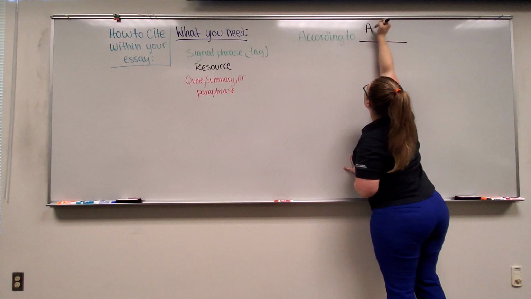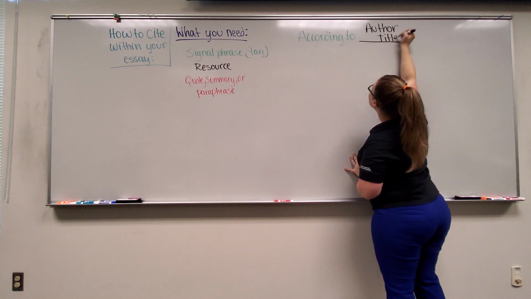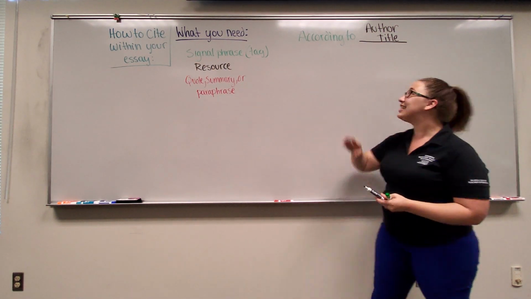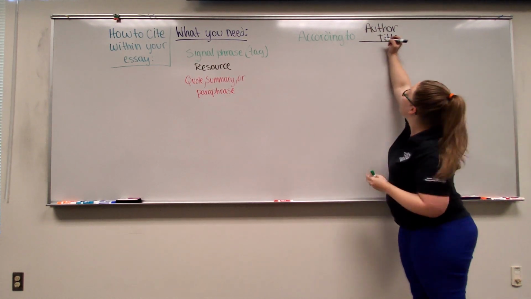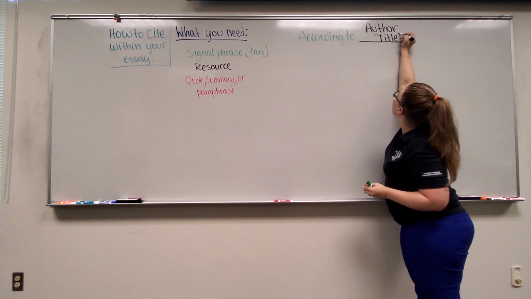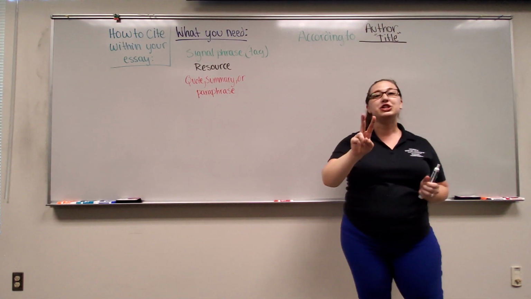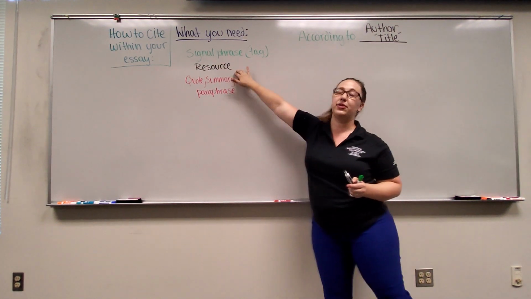So according to, give us credit. If you know the author, tell us the author. If you know the title, tell us the title. If you know both, give us both. Just make sure when it comes to your title, you are correctly denoting it. And probably you'll need to have quotation marks around that title. So we have our first 2 pieces, a signal phrase, according to, and then your resource.